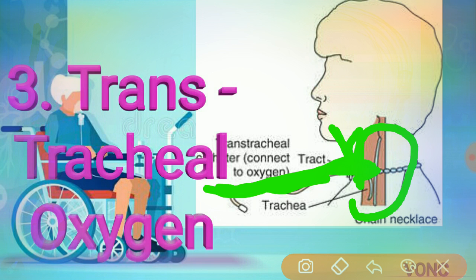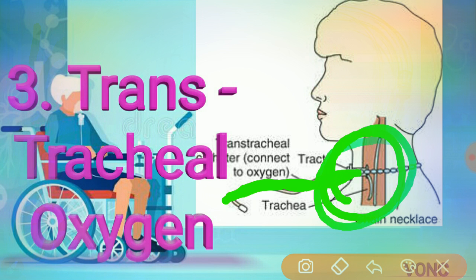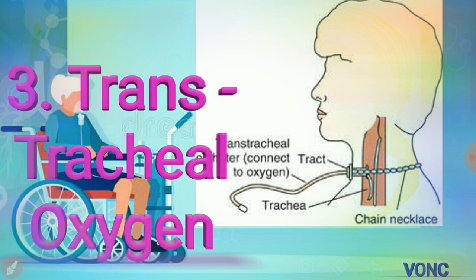How is the oxygen delivered directly into the trachea? Only by a catheter. Through the catheter the oxygen is delivered into the trachea. A small, intravenous-size catheter will be present, placed into the trachea through a surgical opening in the lower neck. Surgical opening in the lower neck means a small surgical incision is performed for the client, and then we insert the transtracheal oxygen catheter. So this is the third oxygen administering method.